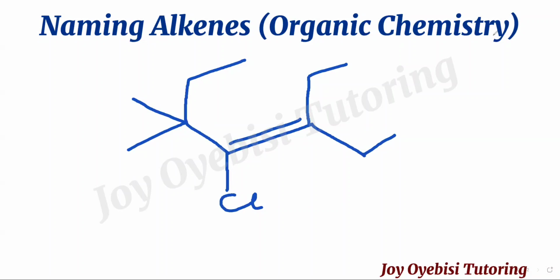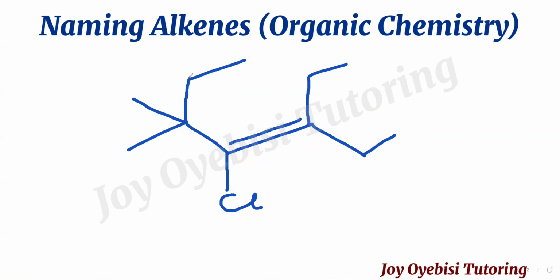Hello, in this video, we're going to be naming this compound. When you're given a compound to name, the first thing to do is to identify the longest continuous carbon chain. And because we have this functional group, a double bond, which is an alkene, your longest continuous chain must include this double bond.